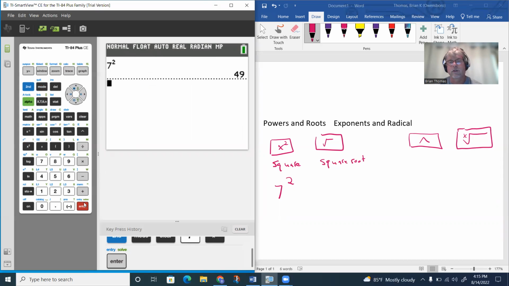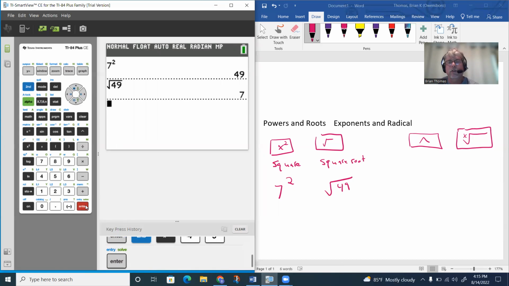Now, if I want to take the square root of 49, that should take us back to the 7, because 7 squared is 49. Remember, these are related to each other. Right above the x squared in blue, there's this square root symbol. To get to a blue button, we have to hit the second button first. So if I hit second and then the x squared button, it'll do the square root symbol. I type 49 in, and it gives me the 7. Those are the most common roots, the square and the square root.